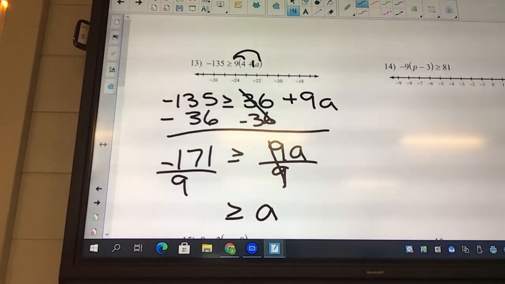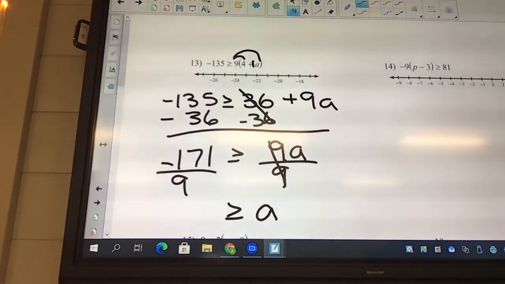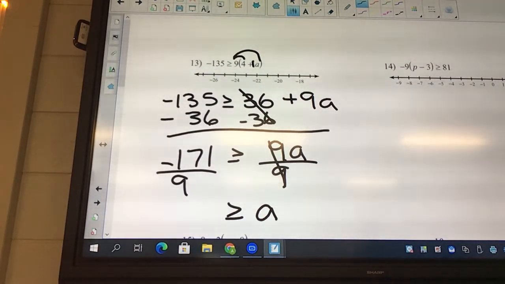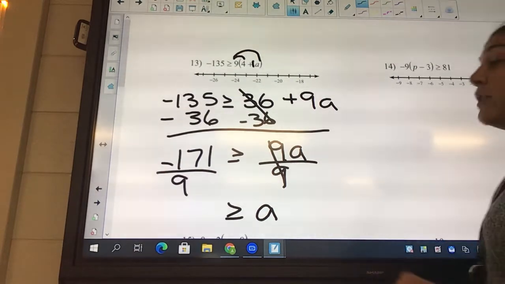Okay, so what did we divide by? 9. What kind of 9? Positive. Okay, so listen to what I'm saying. When you multiply or divide by a negative, we need to flip. So did we multiply or divide by a negative? The "by" means what did you multiply or divide by? And we multiplied by positive 9, so we do not need to flip.